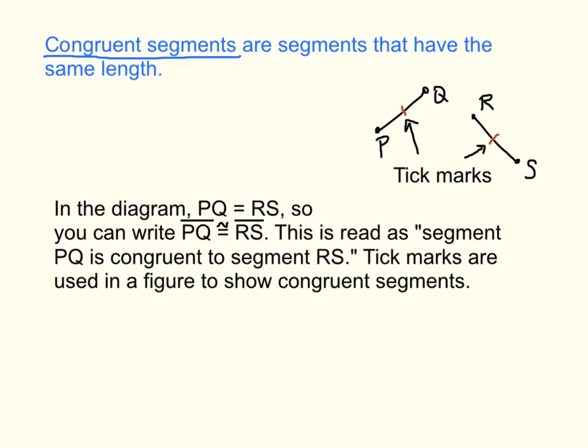Tick marks are used in a figure to show congruent segments. So if we're looking at this again, I want to make sure you understand what we're doing. If you are saying that their distances are equal, you do not use the segment symbol. You are telling me that the distances are equal. Distances use an equal sign. So once you know that the distances are equal, then you can say that the segments are congruent. So segment PQ is congruent to segment RS. And this is read just as I explained, segment PQ is congruent to segment RS. These red tick marks that I have here are used in a figure to show that the segments are congruent.